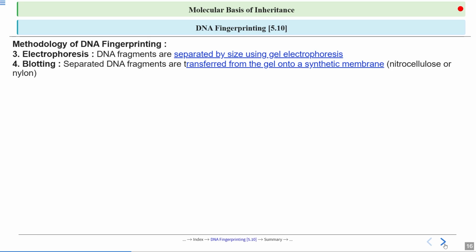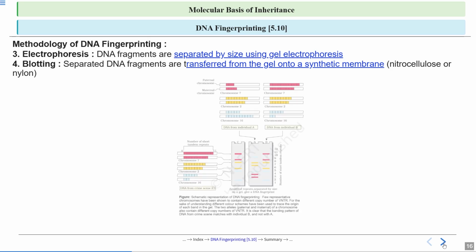What we did, the separated DNA fragments that we got from this electrophoresis, we transferred from the gel onto a synthetic membrane. What is that synthetic membrane made up of? Nitrocellulose or nylon.